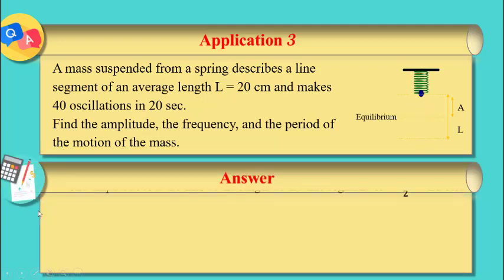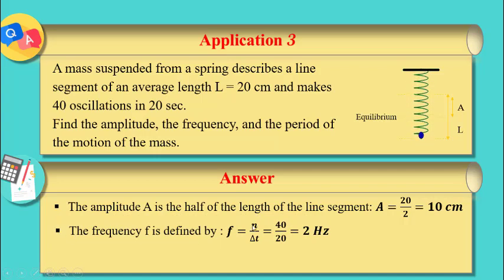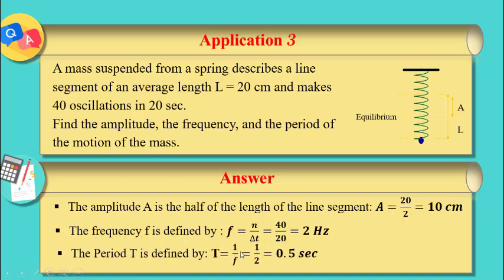First, the amplitude A is half of the length of the line segment L. This is the amplitude, which is half the length of L. Then dividing 20 by 2, we obtain A is equal to 10 centimeter. To calculate the frequency, we have the number of cycles and the duration of time. So we can simply use F is equal to N divided by delta T, which gives us 2 Hz. And finally, we can calculate the period by dividing 1 by F, which gives us 0.5 seconds.